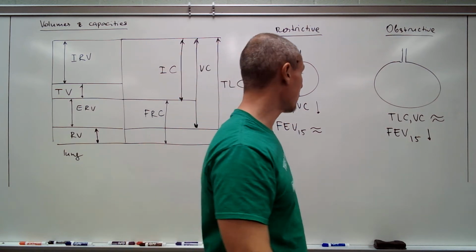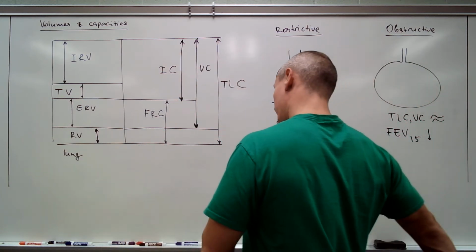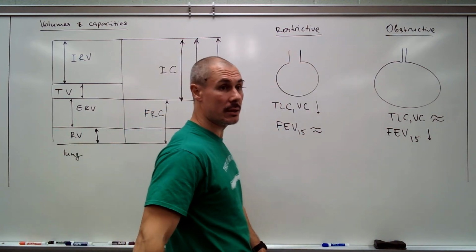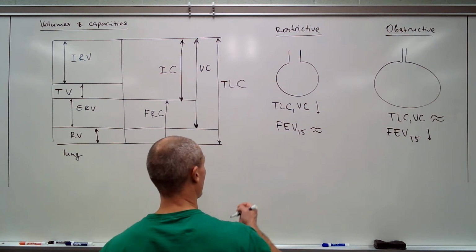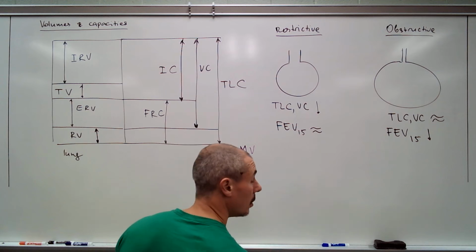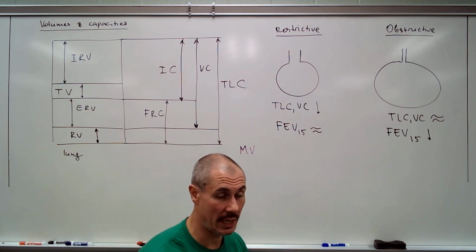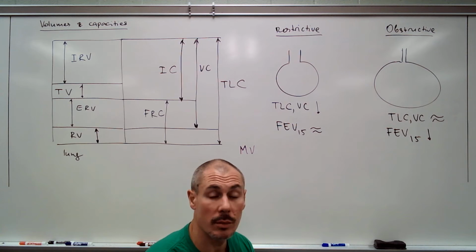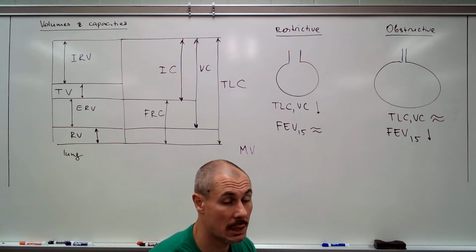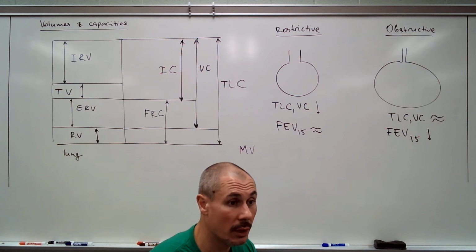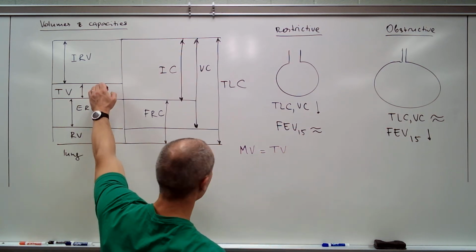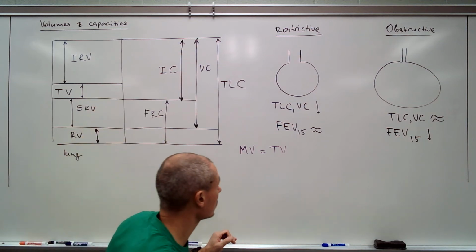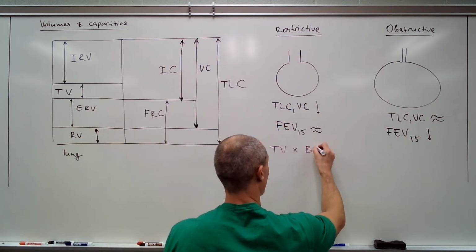Okay. Now, the last bit here that I would like to discuss is the idea of minute ventilation and alveolar ventilation rate. Minute ventilation, MV. What is that? It's very similar to cardiac output. It's the amount of air that goes in and out of the lungs in 1 minute. So, it's a tidal volume multiplied by the breathing rate.